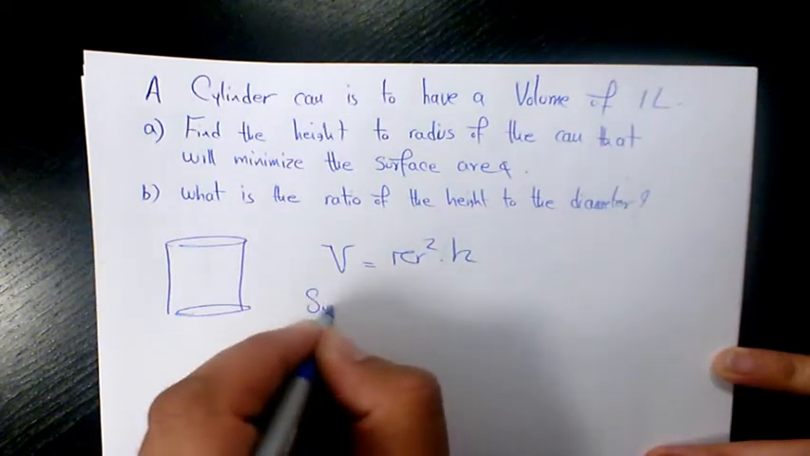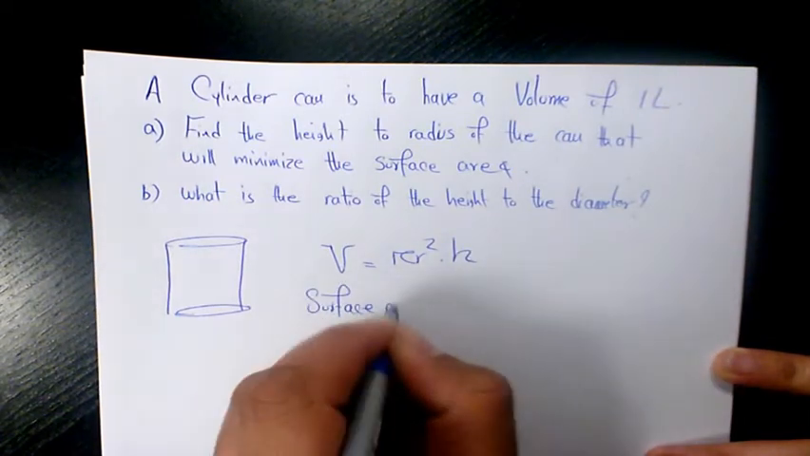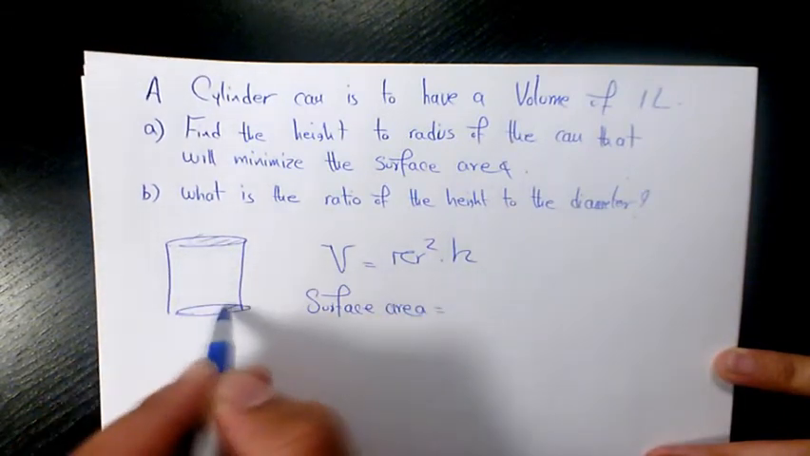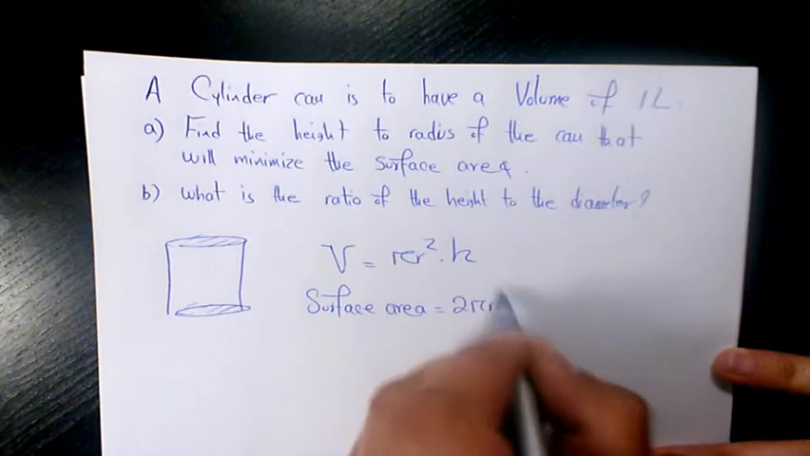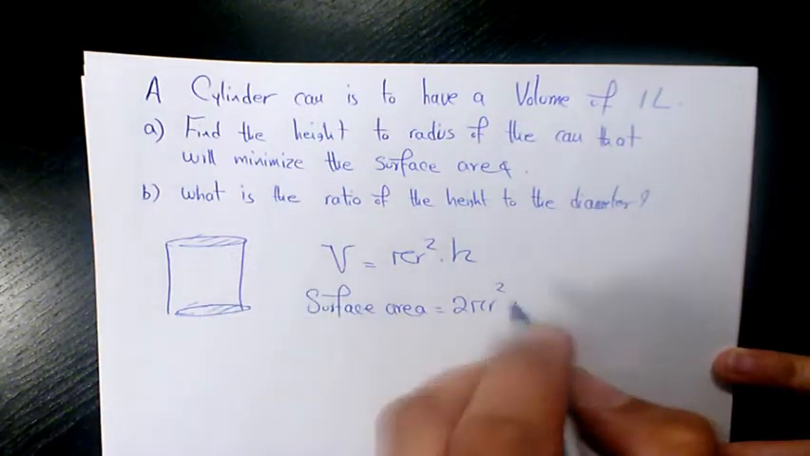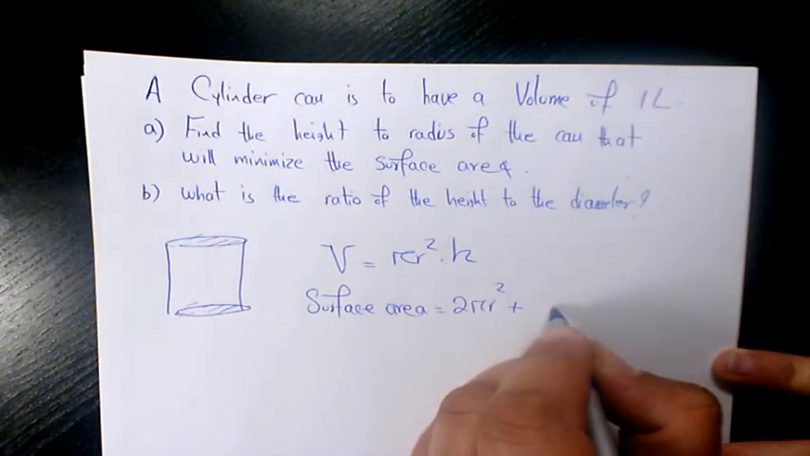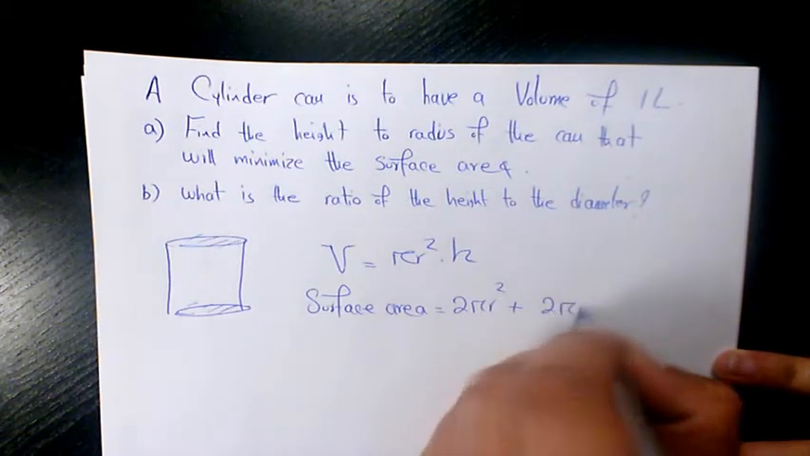and the surface area is going to be 2 pi r squared, plus the surrounding part, which is going to be 2 pi r times h.